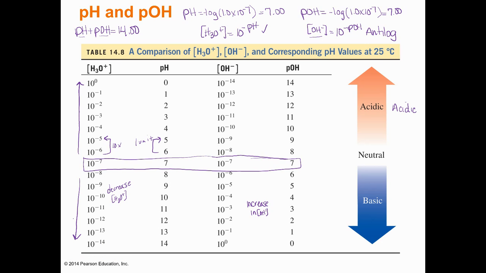Okay, so you see how the hydroxide's increasing. And what that's going to do is an increase in hydroxide is a decrease in pOH. A decrease in hydronium is an increase in pH. And once again, if we change the pH by 1 unit, that is a change tenfold in hydronium, in this case, decreasing tenfold.